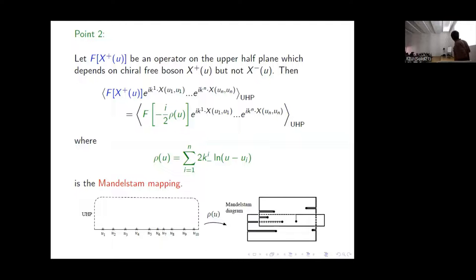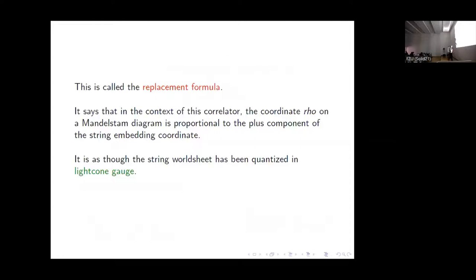Well, one could, of course, apply rho to this whole thing and get some correlation function, but that's not what we're doing. That's not what the replacement formula says. The replacement formula says that a point on the Mandelstam diagram is equal to X plus. Okay. So you just think of it as saying that the string is in light cone gauge. So if you have a correlation function like this, then this happens to be true. Okay. And this is called the replacement formula.